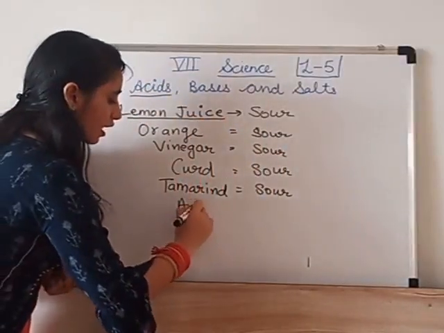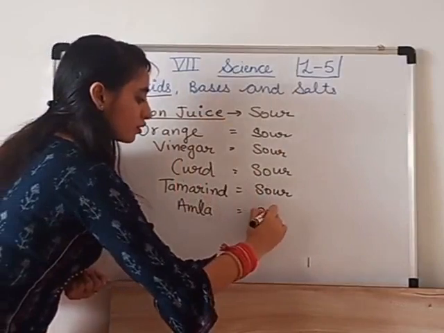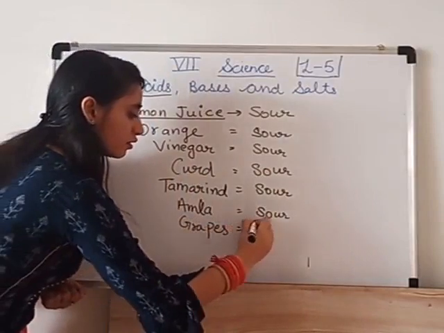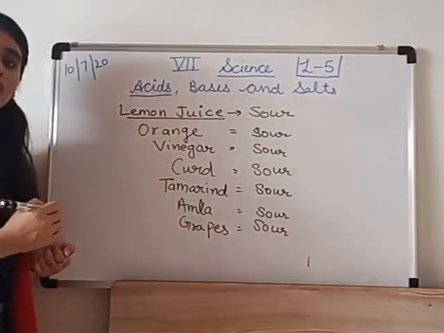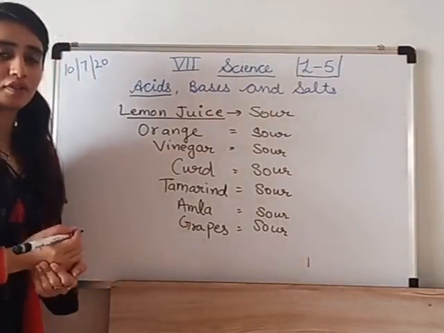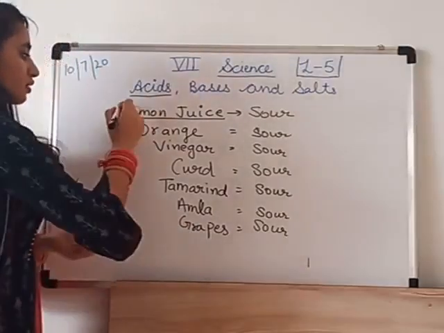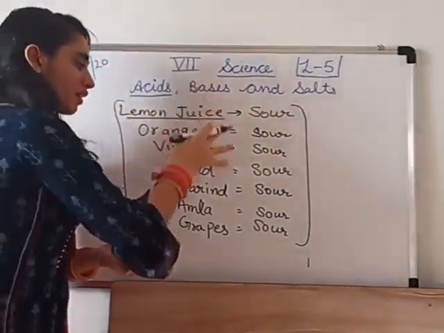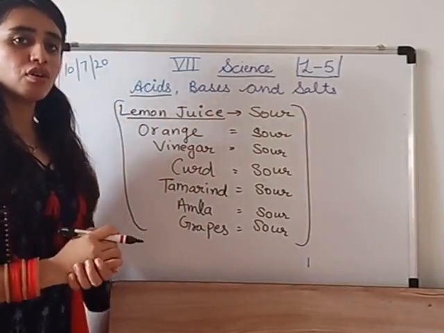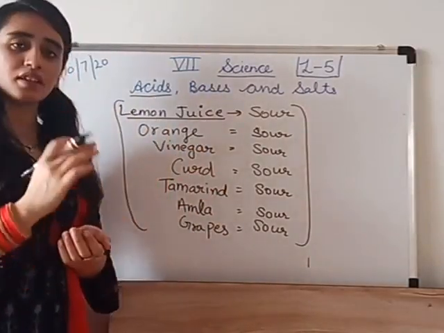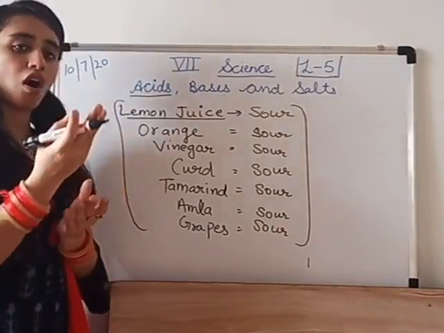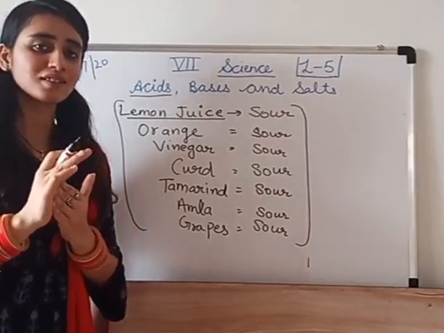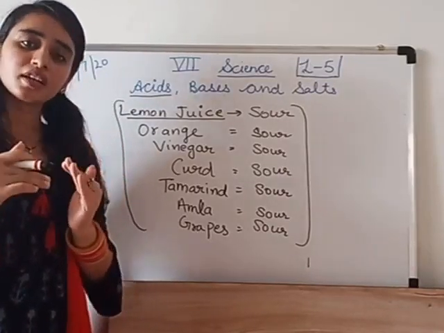Next is amla. Amla is also sour in taste. Grapes are also sour in taste. And next is unripe mango, that is also sour in taste. These all are sour in taste, meaning some acid is present in all of these. So which type of acid is present in lemon and orange juice, vinegar, and some basic acids which we use in daily life.